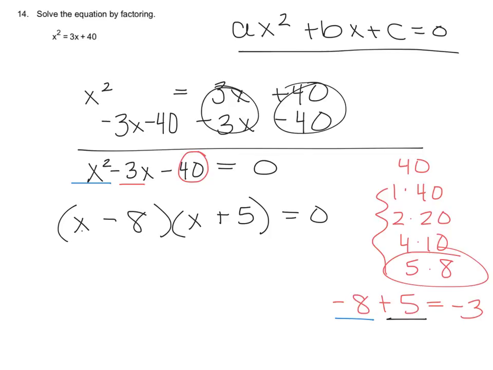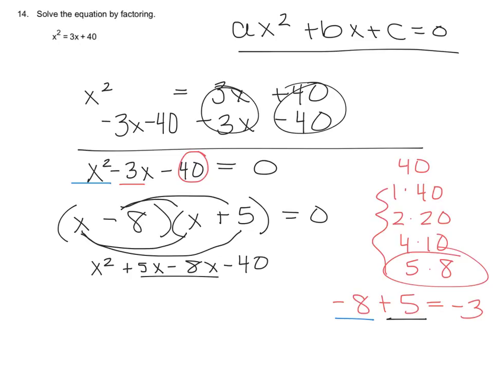So we'll multiply our first terms together. X times x gives me x squared. Then my outer terms, x times 5 gives me 5x. My inner terms, negative 8 times x is negative 8x. And then my last terms, a negative 8 times a positive 5 will give me a negative 40.